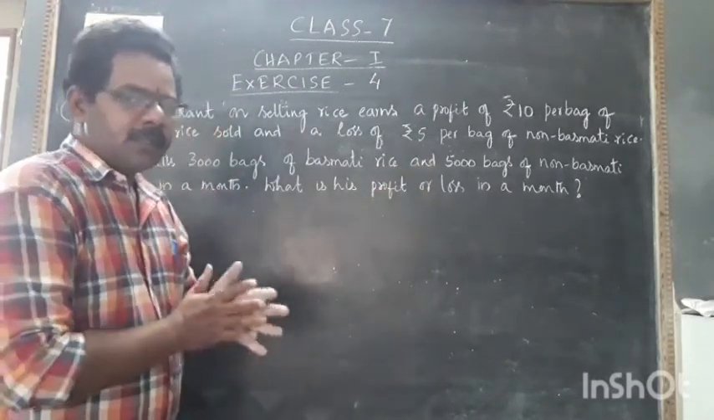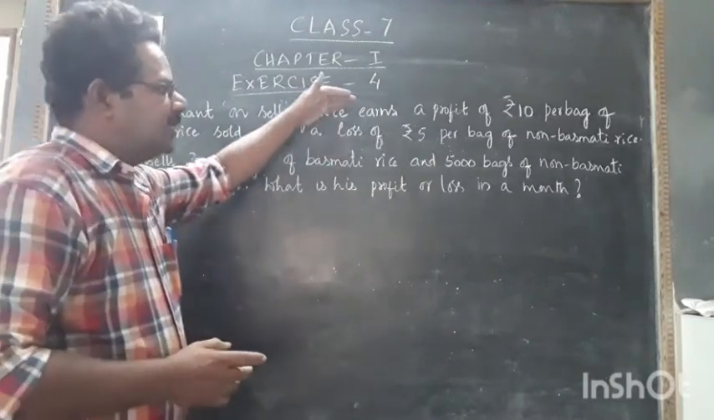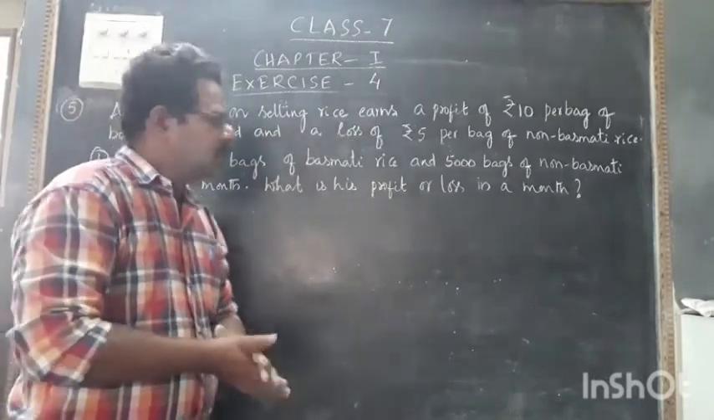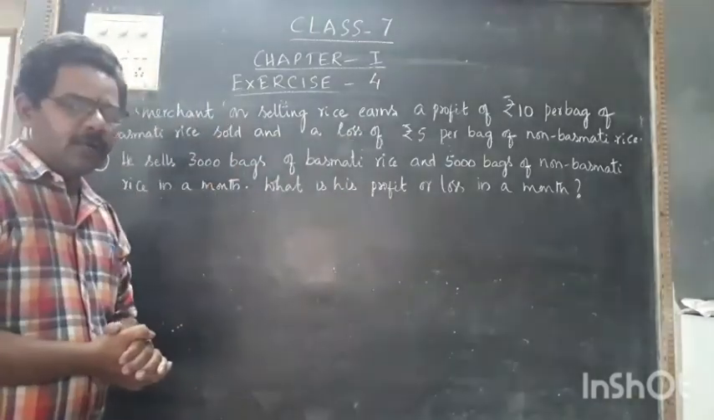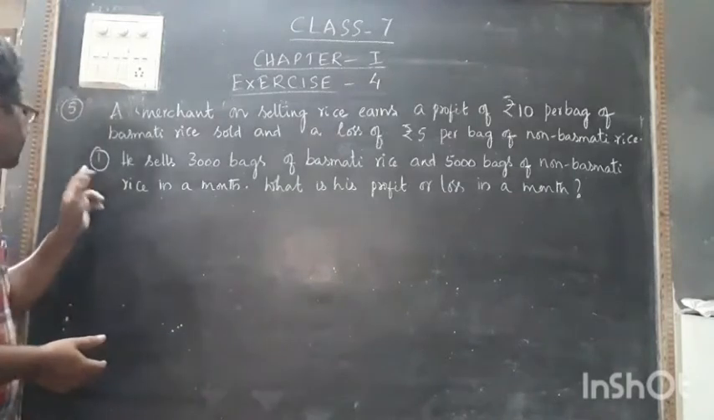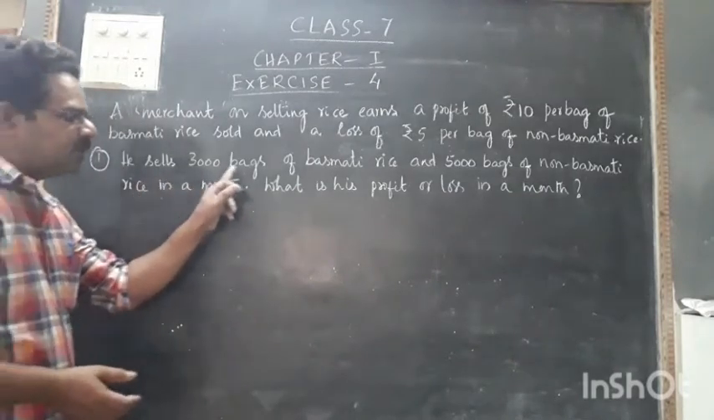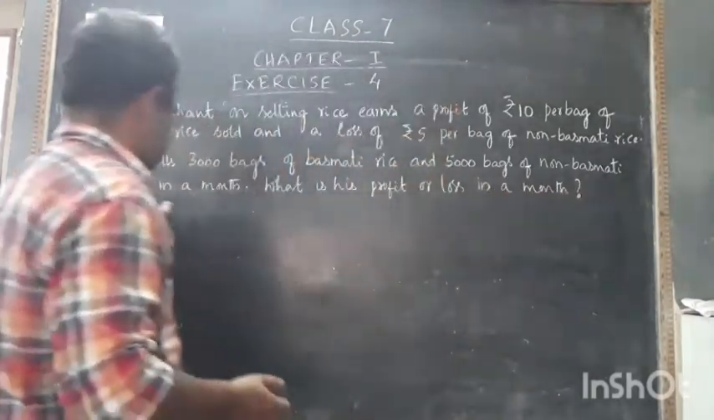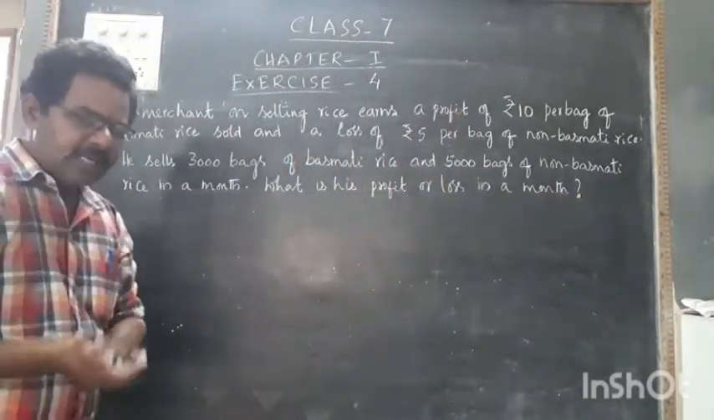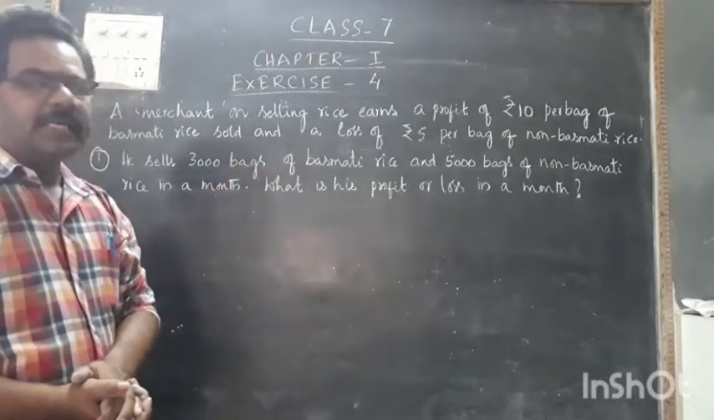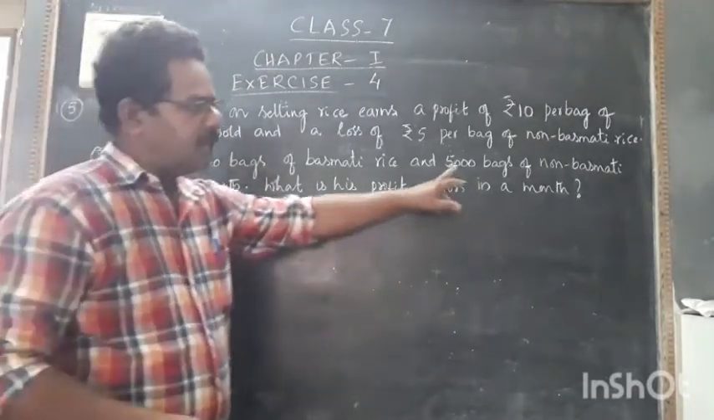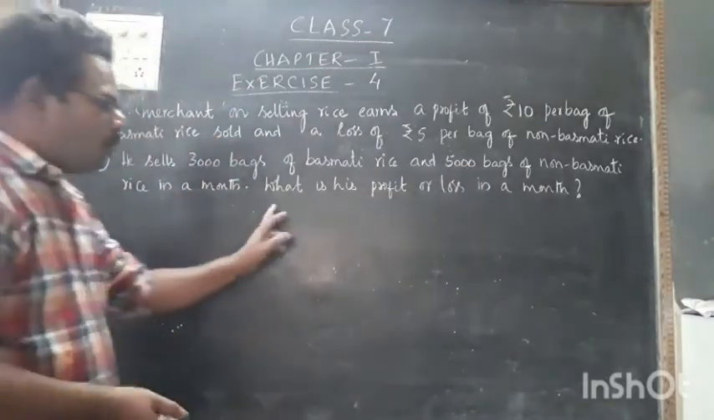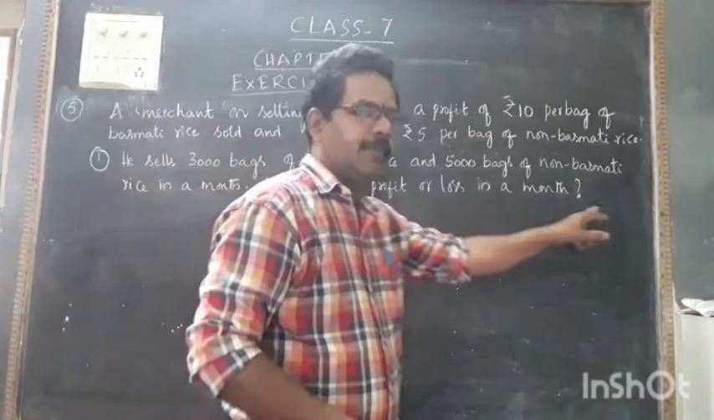Okay, so like that, here he is earning 10 rupees profit, here he is losing 5 rupees loss. So that is the condition they have given. From that condition, the first question: he sells 3,000 bags of basmati rice and 5,000 bags of non-basmati rice in a month. In a month, totally 8,000 bags he is going to sell. What is his profit or loss in a month?